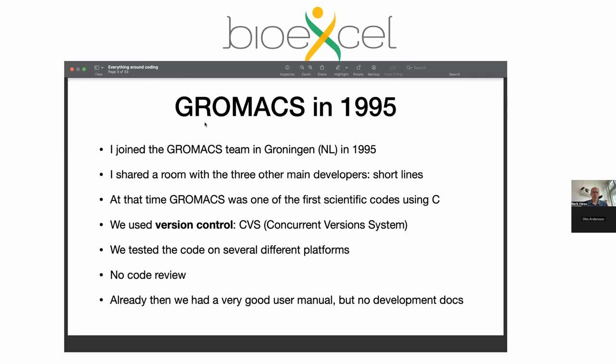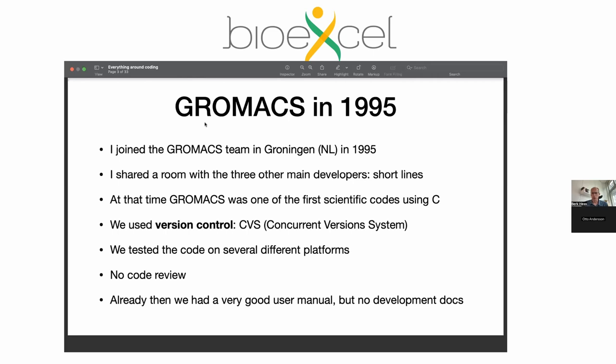And at that time, we had at least one thing already, which was version control. So now I think nearly anyone is familiar with that. I mean, you people also use that for writing papers and such. So at that point, we used CVS. There was no Git yet then. So this was also quite ahead of the curve.